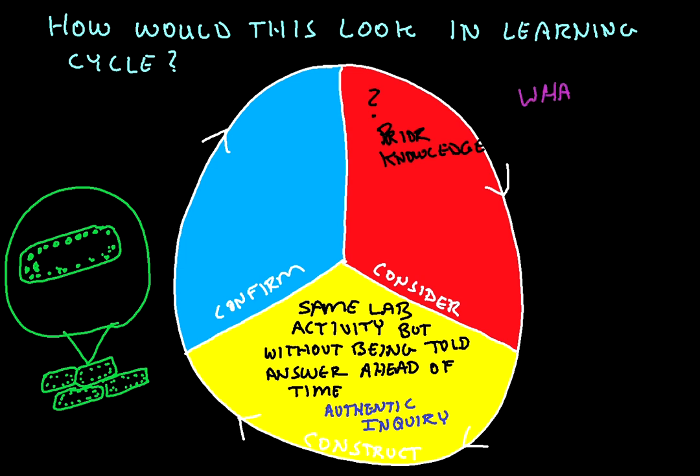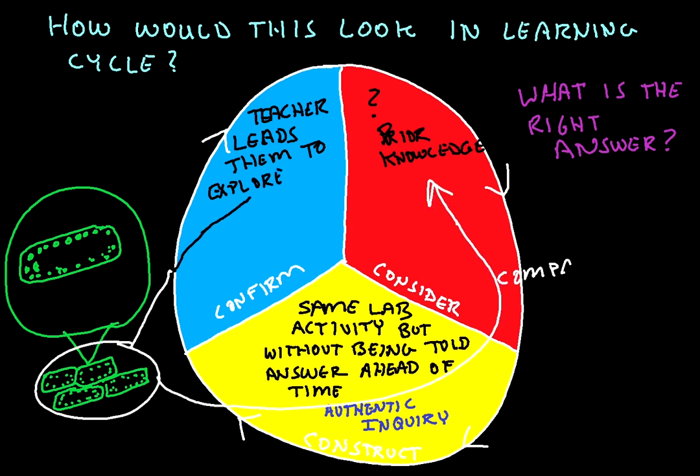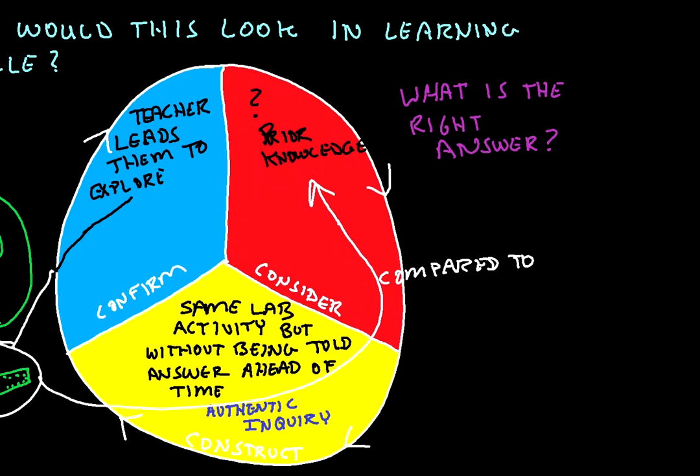So, when do they actually learn the right answer about cells? Now is when the teacher steps in and actually teaches, though of course, by facilitating their inquiry, she was teaching all along. The confirm phase involves the teacher providing a means for the student to compare what they saw in the microscope to what they already thought they knew about cells.